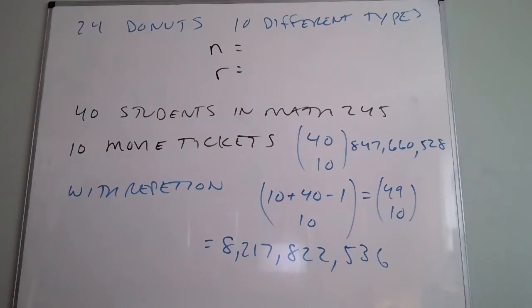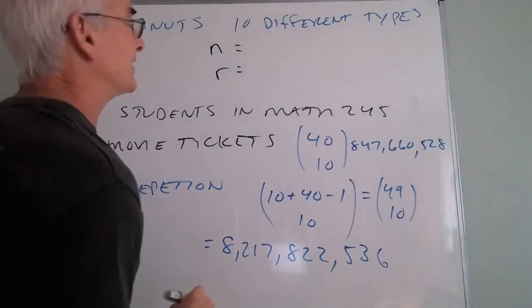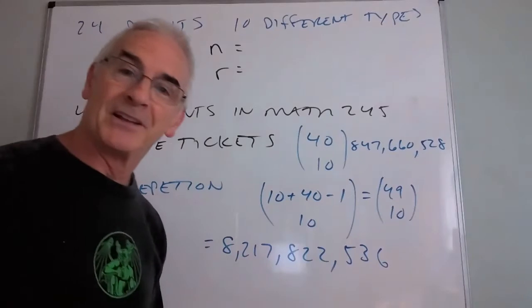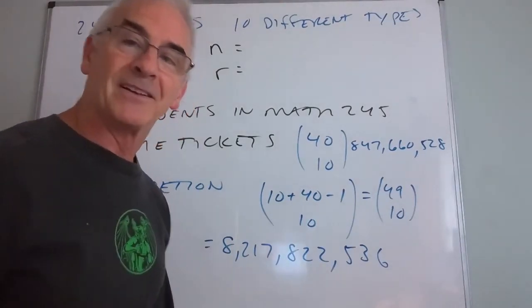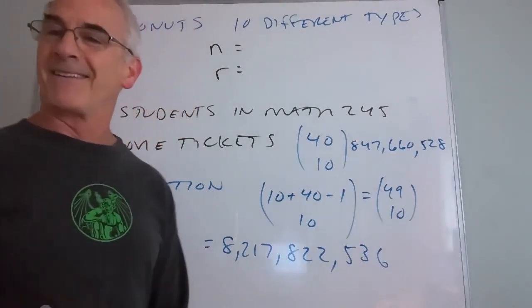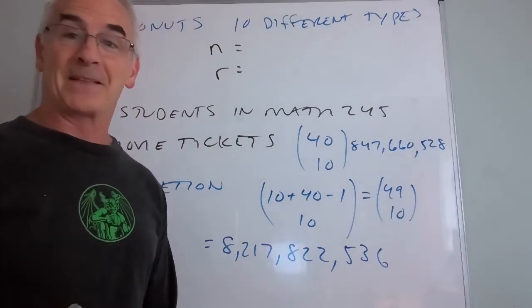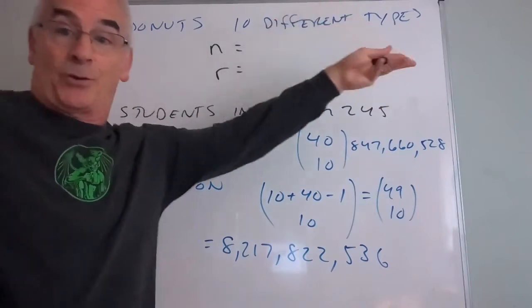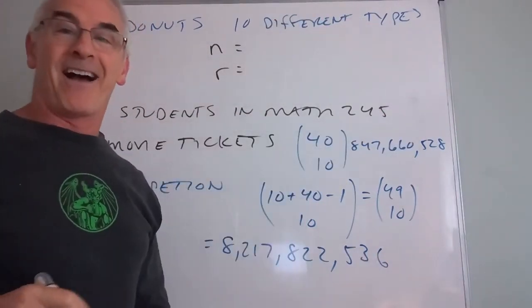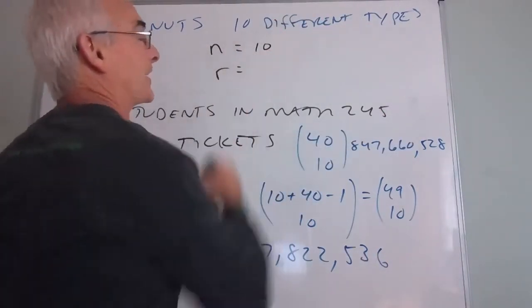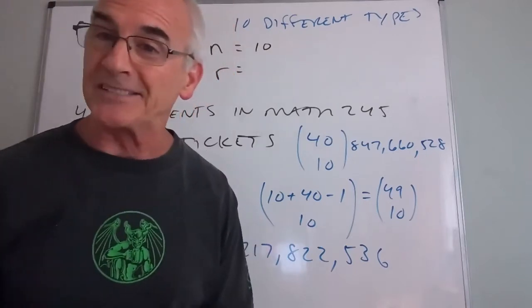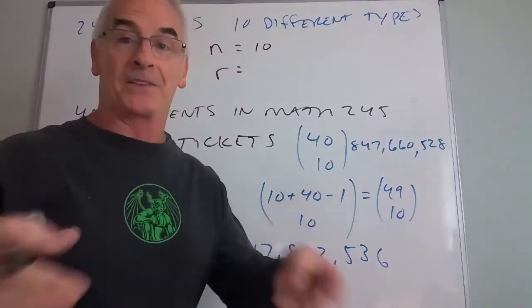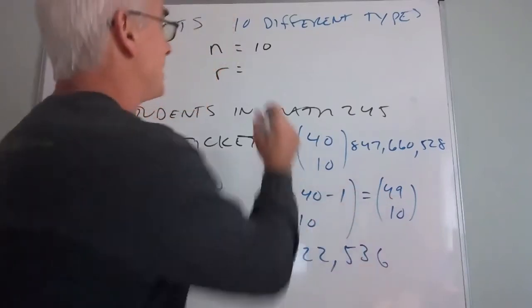N would be the donuts and R would be the types. Well, N is number, 24? N is 24, R is 10? No. It's backwards. How many different? I have 10 categories, 10 different donuts. So that's N. Yeah, see, that's what's throwing you. Remember I said R could exceed N. Why? Because I'm allowing for repeats.